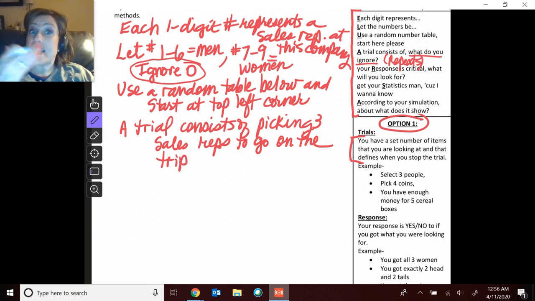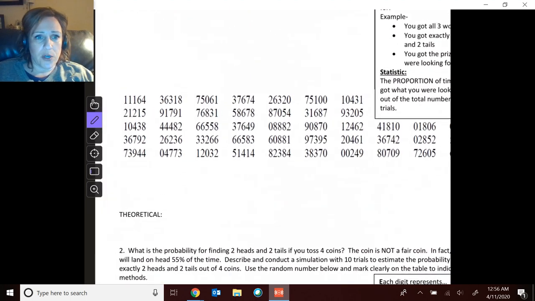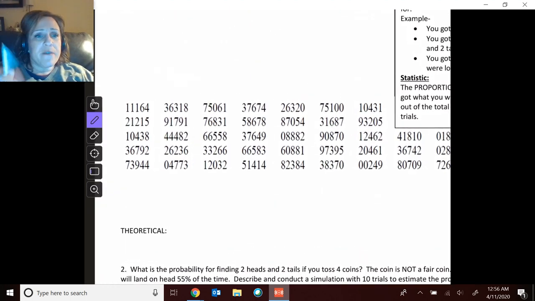So, for example, let's take a look down here at this random number table and see how this is going to work. These numbers are clustered into chunks of 5 just for the ease of your eyes, because when you have just a continuous number, it's pretty difficult and your eyes kind of go crazy.